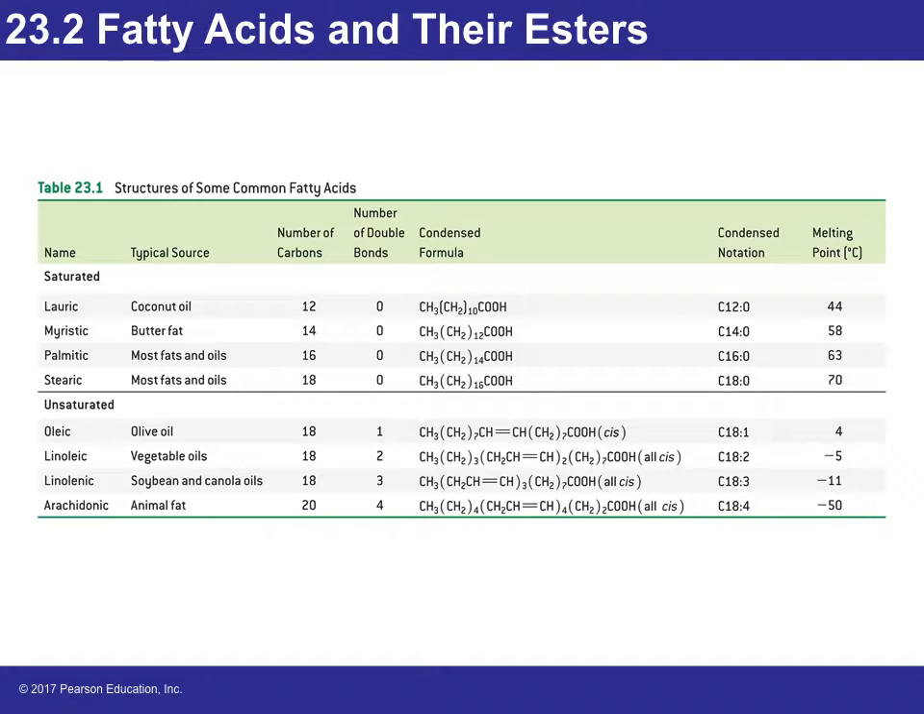And when you look at the melting point, you see that the larger the amount of unsaturation, so the larger the number of double covalent bonds you have, the lower the melting point.